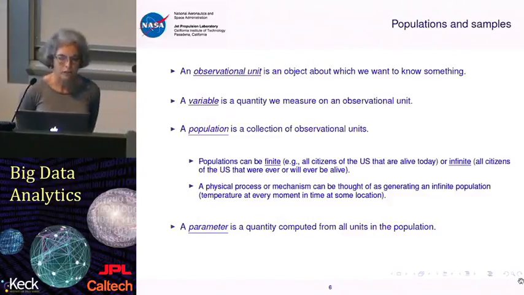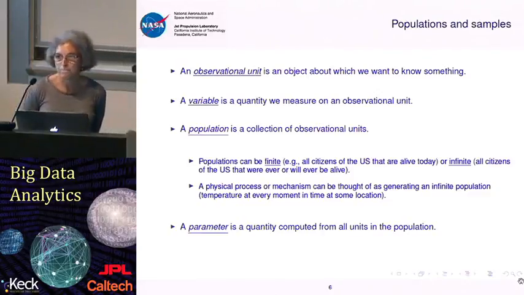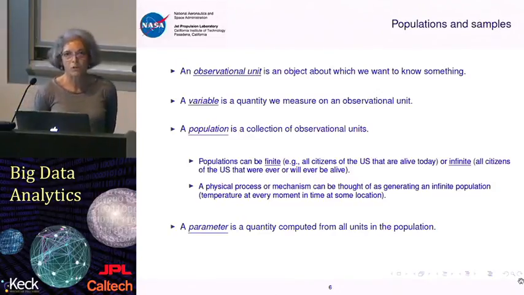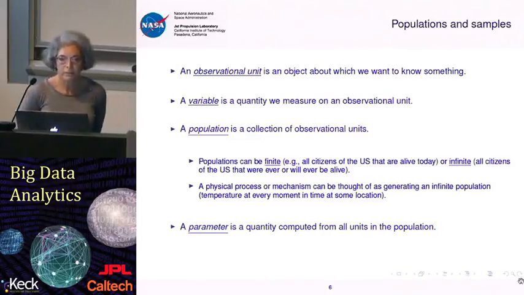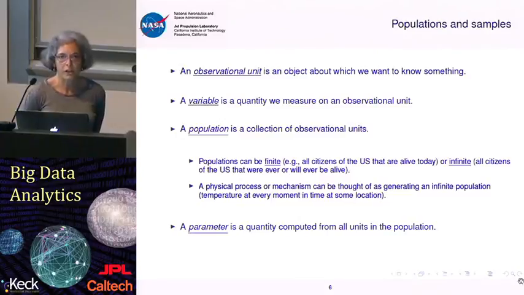So now what I'd like to do is define what I think are a few key terms that you may or may not have heard before. An observational unit is an object about which we want to know something. So if I was interested in all the students at Caltech, let's say, then an observational unit would be one student at Caltech. A variable is a quantity we measure on an observational unit. So let's say it's the height of all the students at Caltech that I would like to know about. So I would measure heights on the observational units. The population is the entire collection of observational units. That would be all students at Caltech.